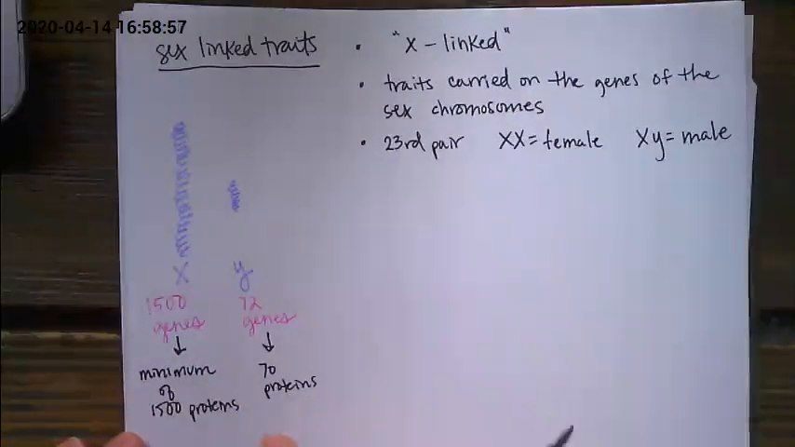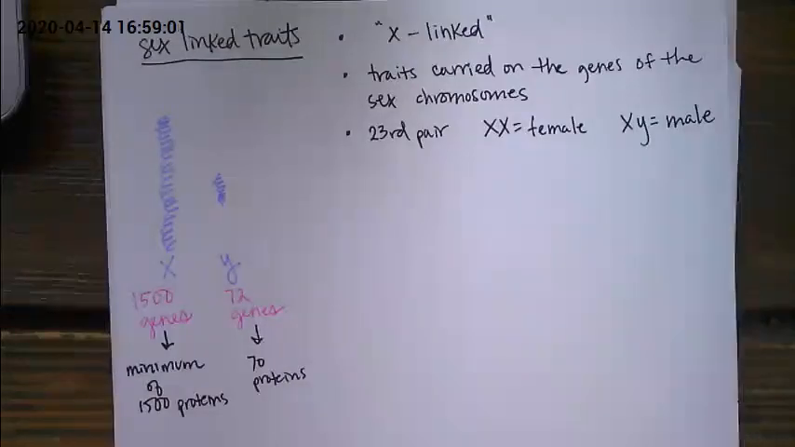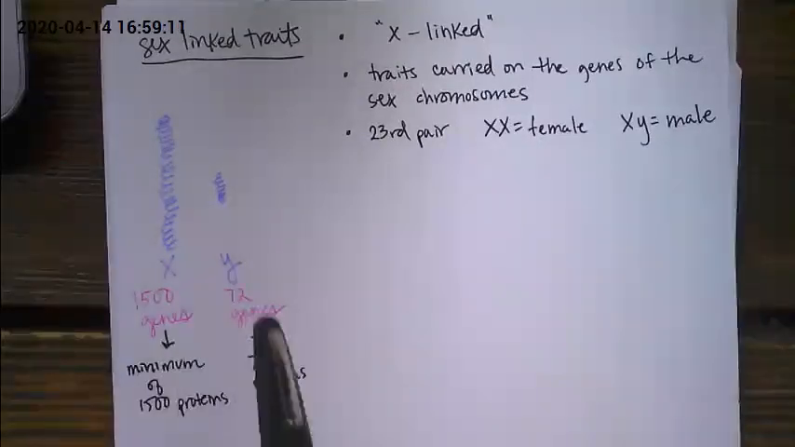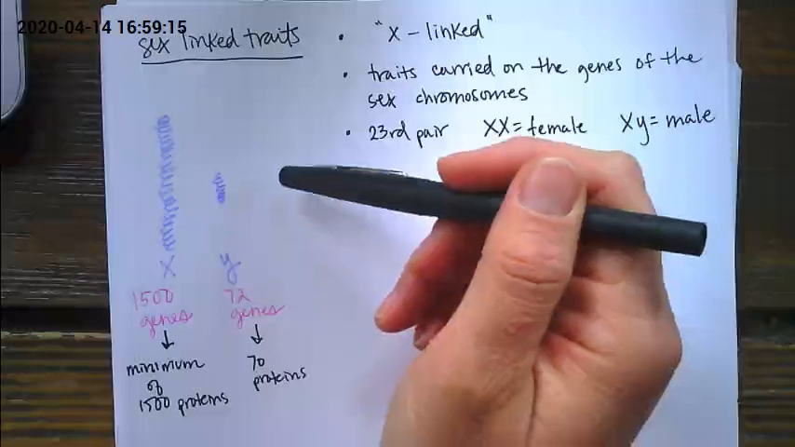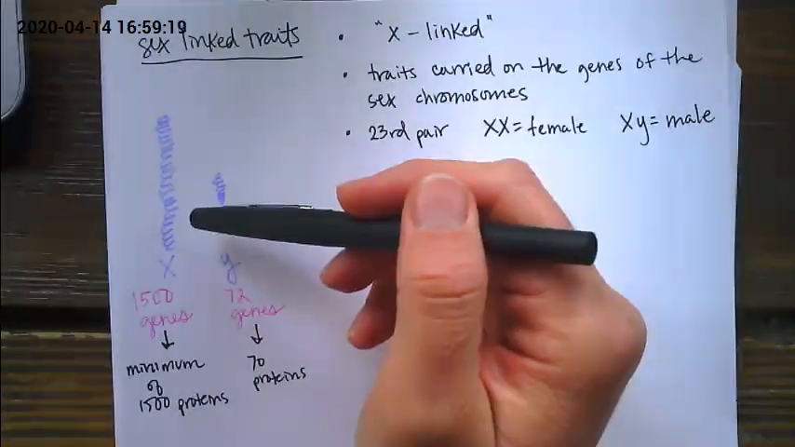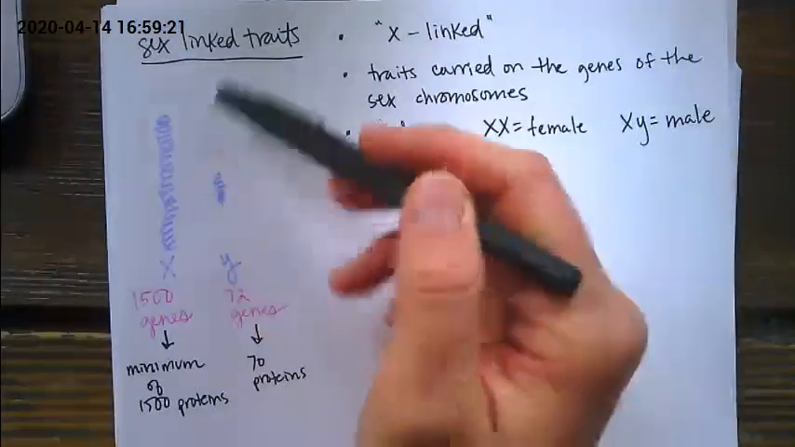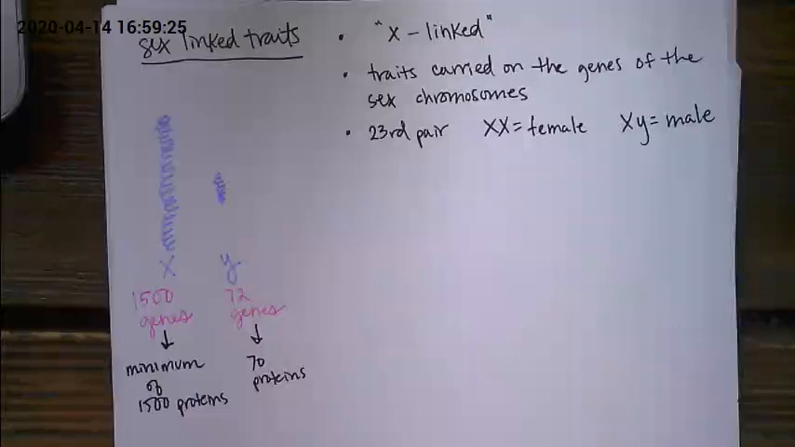Why do we care about proteins? Remember, proteins give us our traits. That's what gives us our phenotype. Proteins give us our phenotype. What you're looking at is proteins expressed in different people. Okay, so the X chromosome carries a lot more traits than the Y chromosome, and so that's why this is usually called an X-linked trait.